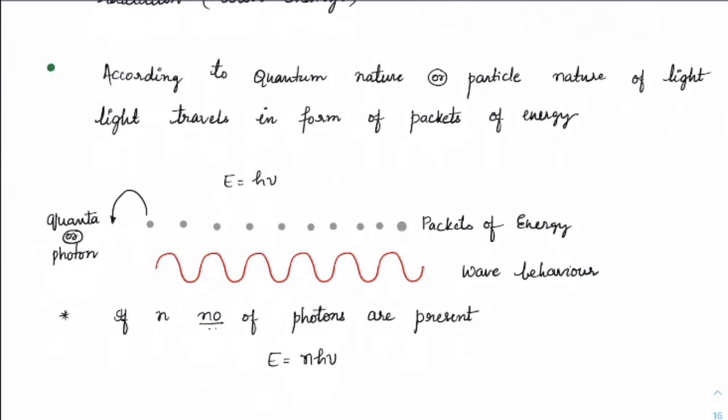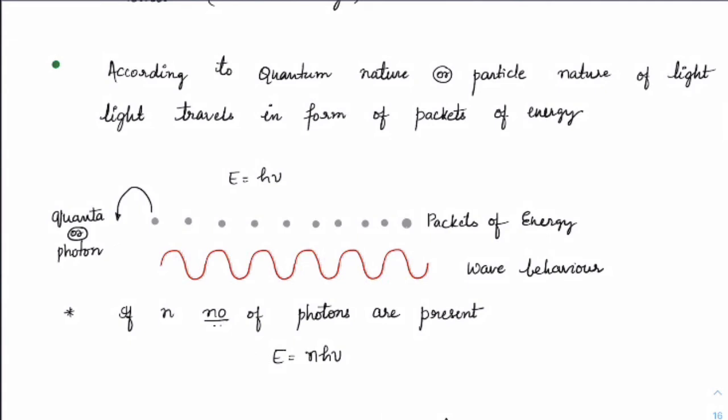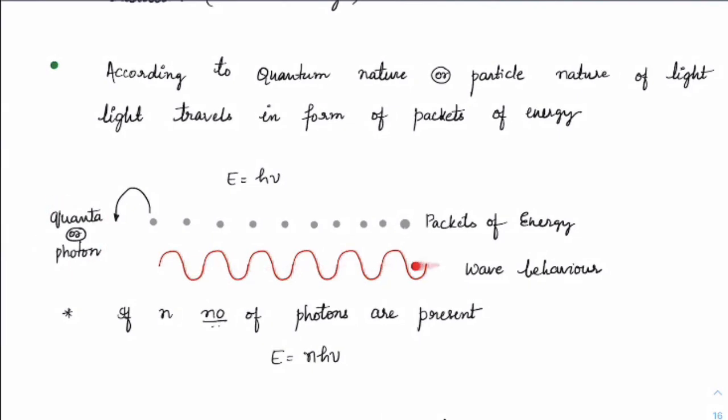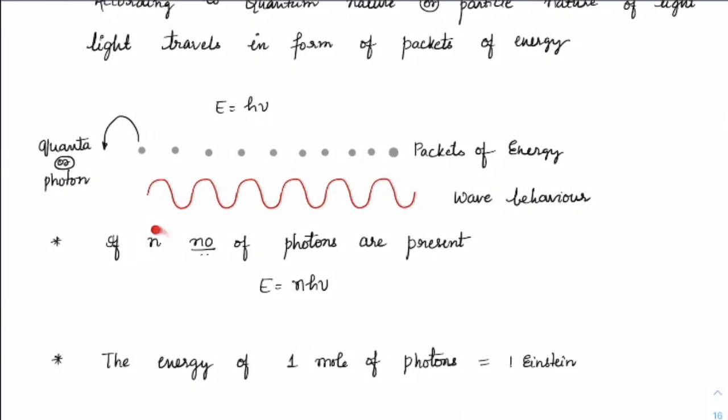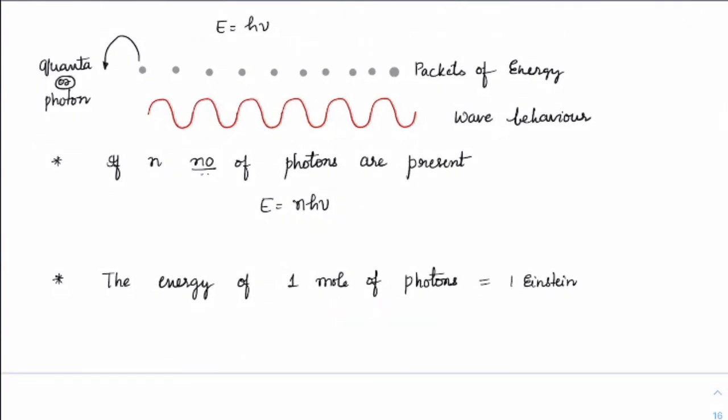Now, according to the quantum nature, the light travels in the form of packets of energy called quanta. If it comes from sunlight, we usually call it a photon, but otherwise it is called quanta. The same wave behavior which we were learning for light, imagine as if these are packets of energy moving, right? That is called quanta. If you have n number of photons, we say we have total energy as n into h nu, and the energy of 1 mole of photons is called 1 Einstein.